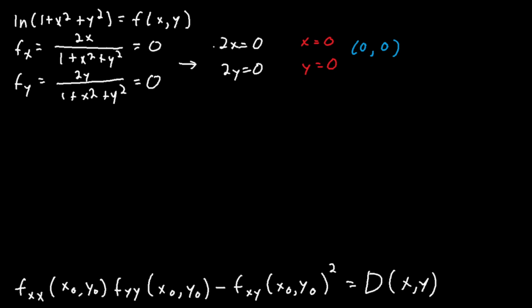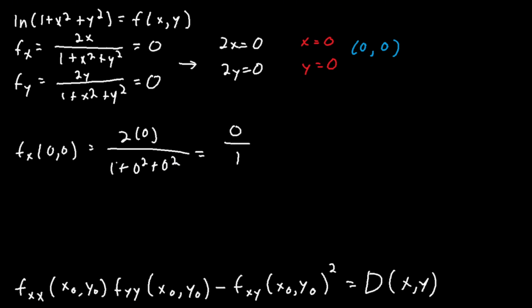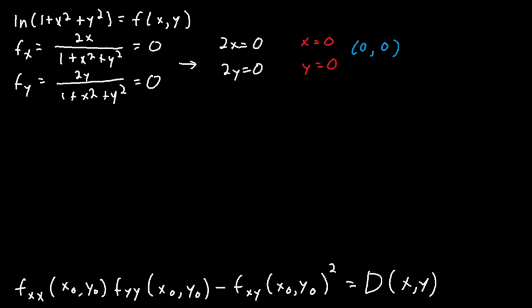Yeah, that makes sense. Okay, so our critical point is (0, 0). Does that work? Well, that obviously does, because if we plug in 0 for the x value in our x partial and 0 for the y value, we get 2 times 0 over 1 plus 0 squared plus 0 squared, which is just 0 over 1. And this does equal 0. It's the same thing for the y partial. So now that we have the critical point (0, 0), we check this off because it works.